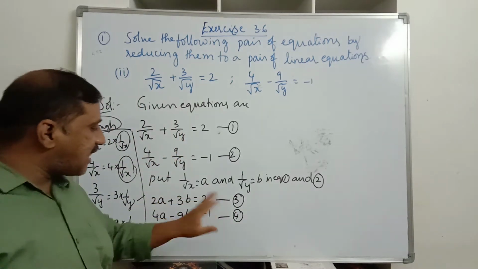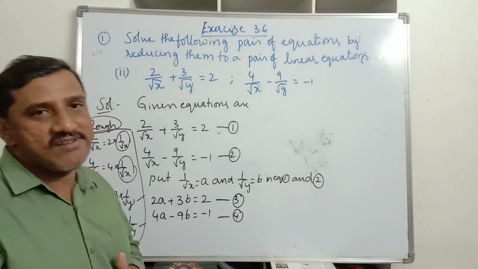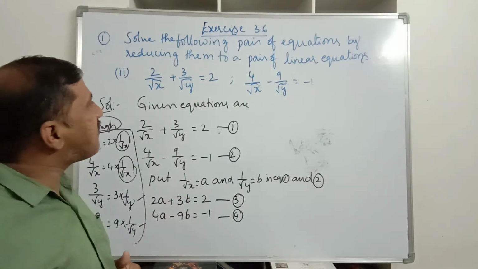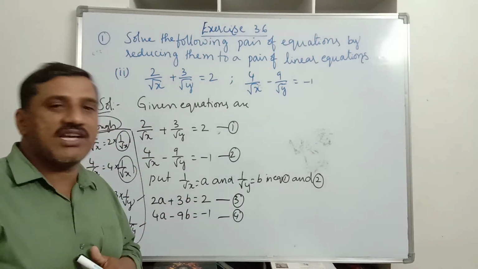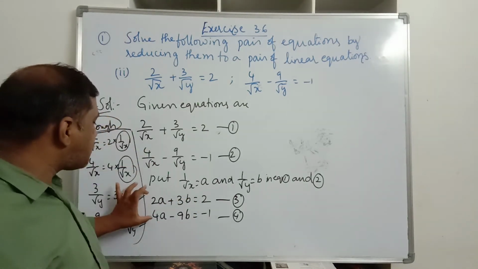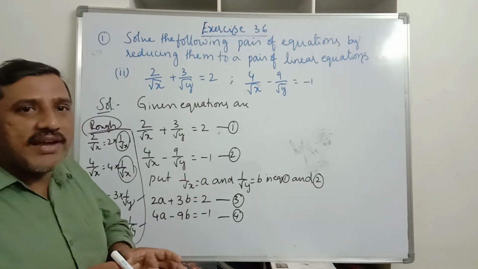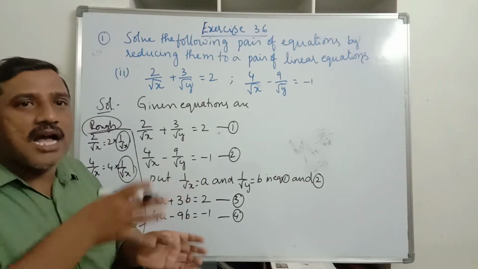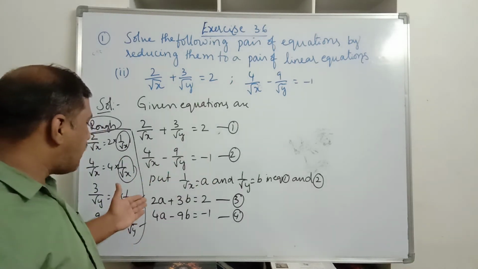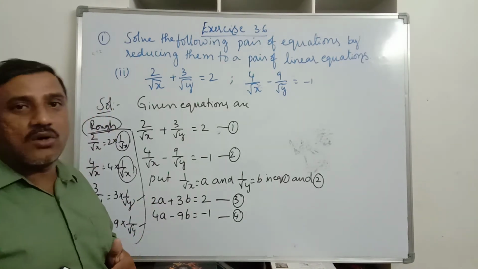Observe equations 3 and 4. Now what is the nature of these equations? They are a pair of linear equations, whereas the first and second equations are not a pair of linear equations. They are just a pair of equations. Now we changed this pair of equations into a pair of linear equations by identifying the common factors and taking them as two more variables, a and b. That is, we got 2a plus 3b is equals to 2, 4a minus 9b is equals to minus 1.